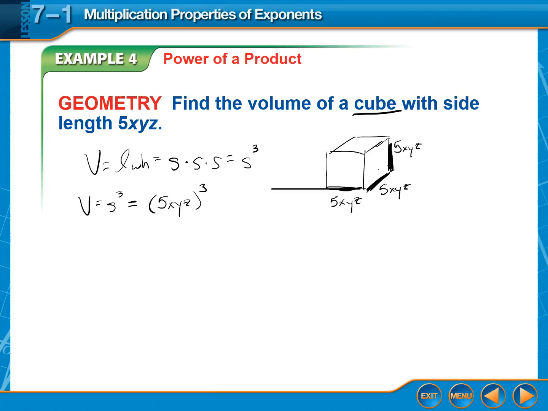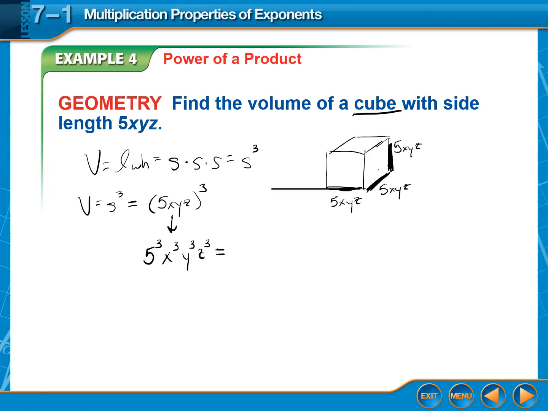So now the rule that we just came up with says we take this product, 5xyz, and raise it to the third power. That's like raising each part of this product to the third power. So we do 5 to the third power, x to the third power, y to the third power, and z to the third power.